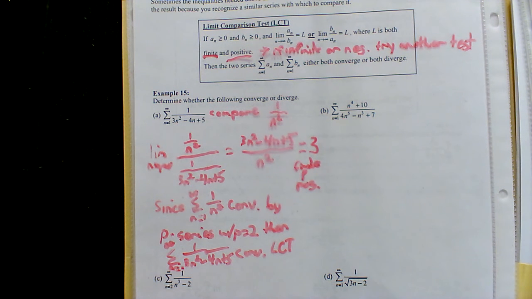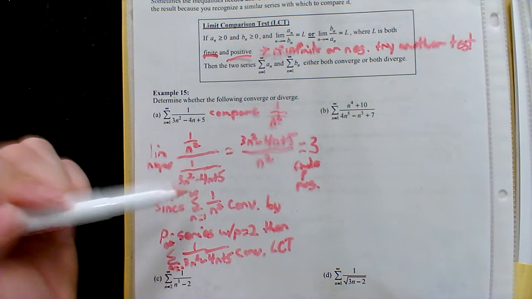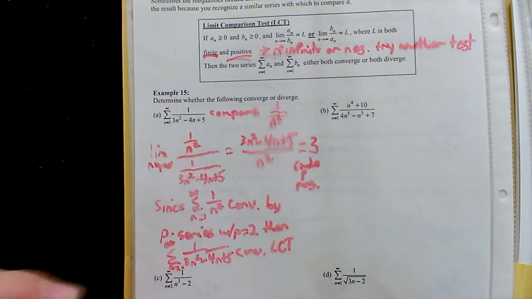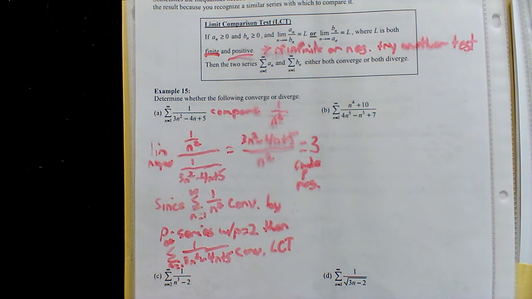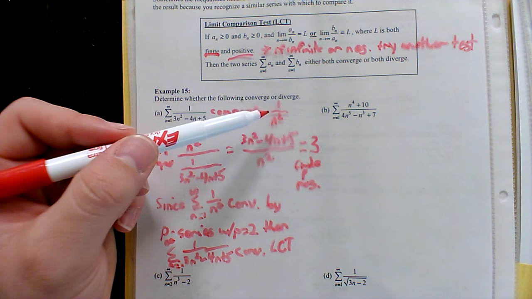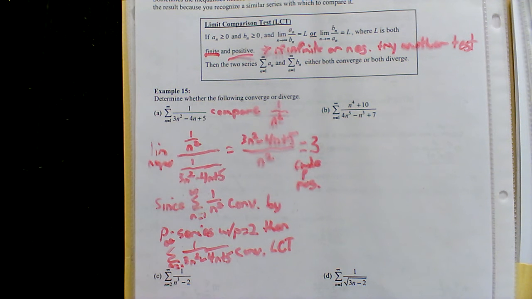Yeah, go ahead. So with this one, does it tell us what it converges to? Like, is 3 the actual convergence, or is it just some number? Yeah, we don't know. That's the limit of the an over bn, so the one we're comparing to the original, but we don't actually know what it's converging to. We know by the p series that what we compared to converges. We don't know what it converges to. And then we know that this one converges because of this test, but we don't actually know what they're converging to.